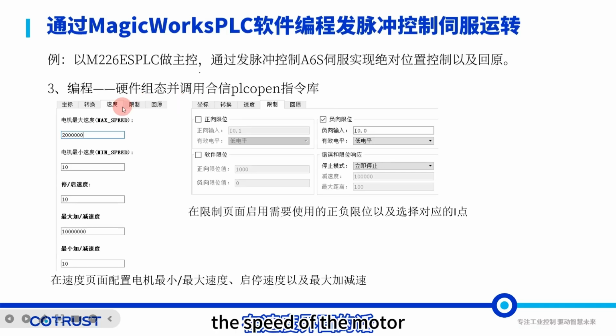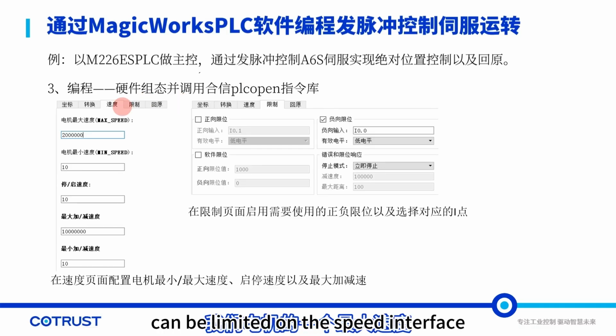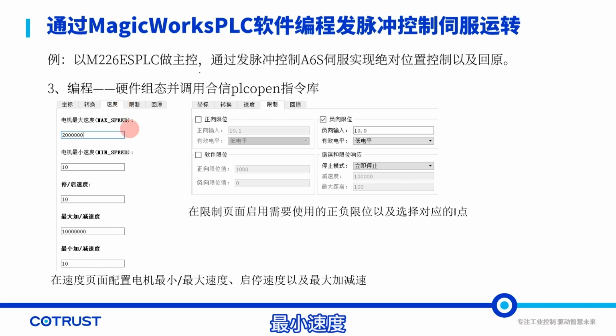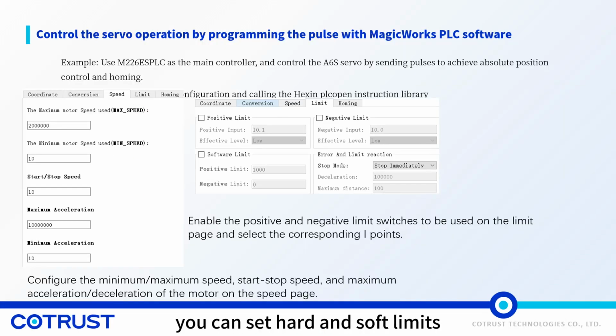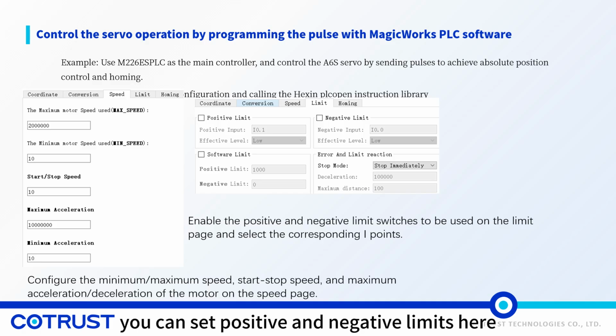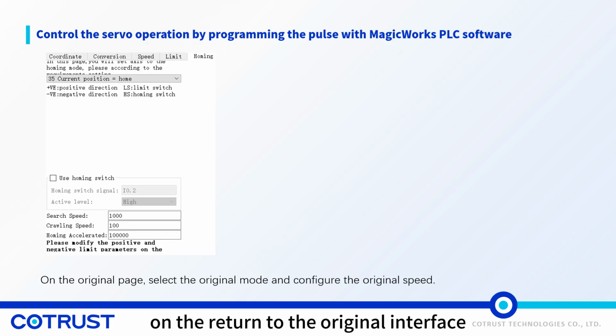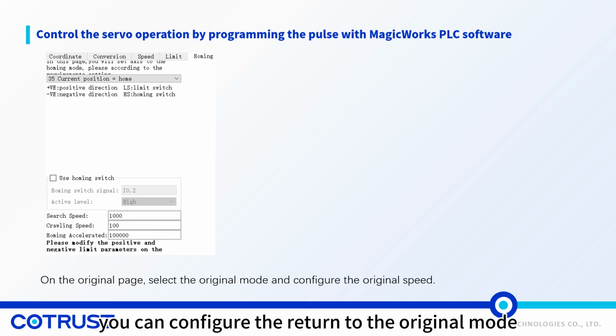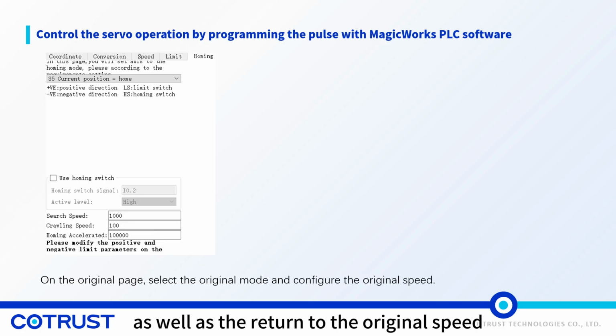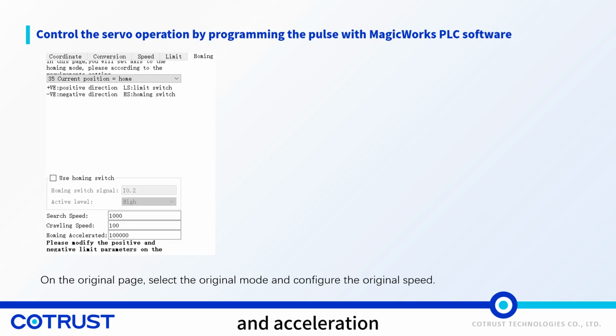The speed of the motor can be limited on the speed interface. You can set hard and soft limits on the restriction interface. If the return mode involves limits, you can set positive and negative limits here. On the return to the original interface, you can configure the return to the original mode, as well as the return to the original speed and acceleration. The unit is pulse.